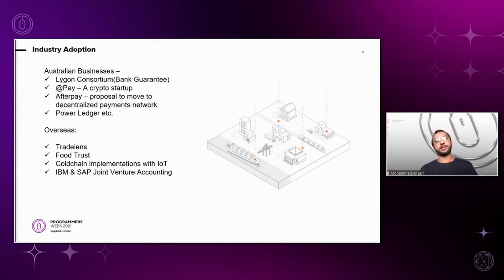Now, this IBM and SAP joint venture accounting was a project that we built in 2018. I was a part of this team, and we served the oil and gas industry. We automated the verification and posting of JIBs, joint interest billing, on IBM blockchain as well as SAP blockchain.